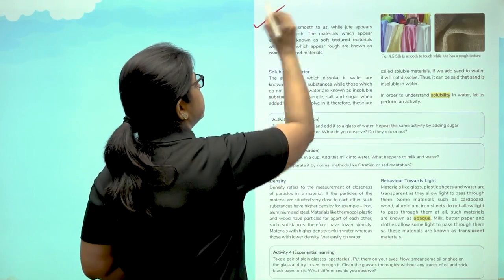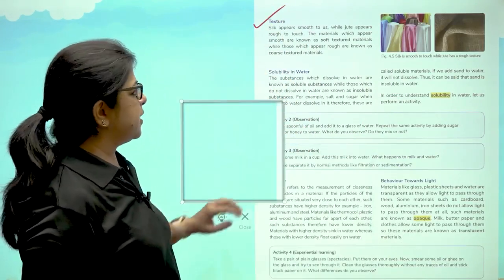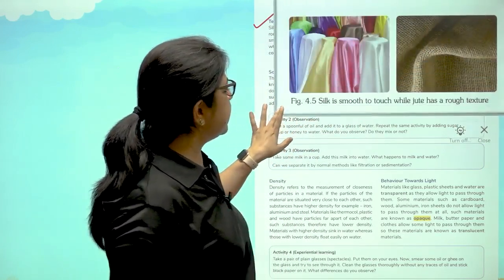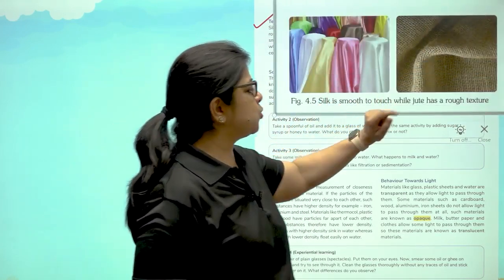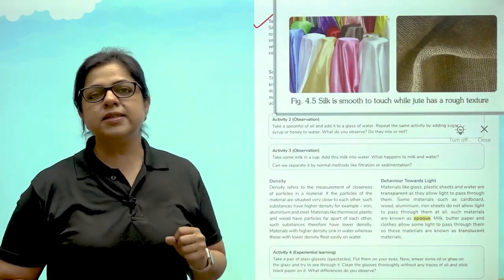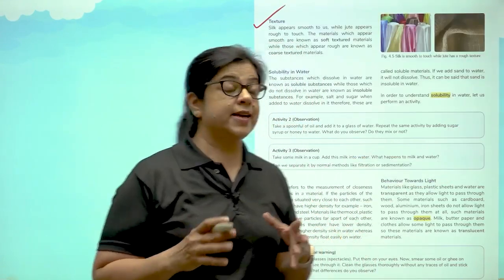Similarly, another property is texture. So if you look at the classification between silk and jute, you will clearly understand that silk is smooth to touch while jute has a rough texture. So this is how you classify things based on their texture.